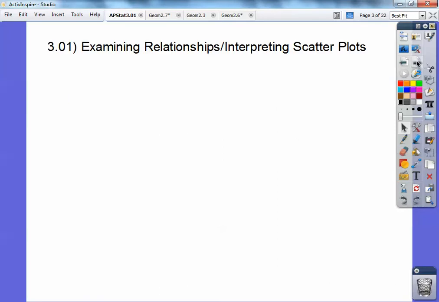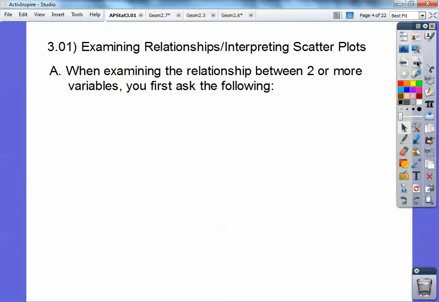Okay, so let's go ahead. So this is examining some relationships and interpreting scatter plots. That's in the next lesson, you guys. That's not in this one. So we're just examining relationships between some variables.